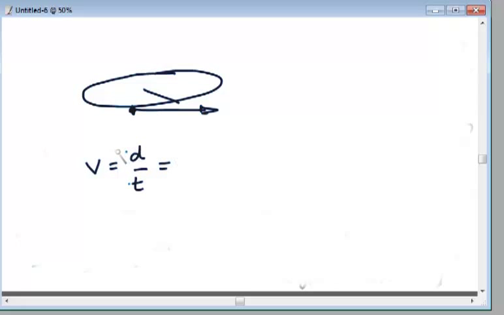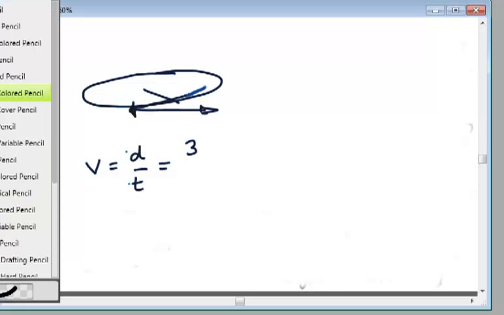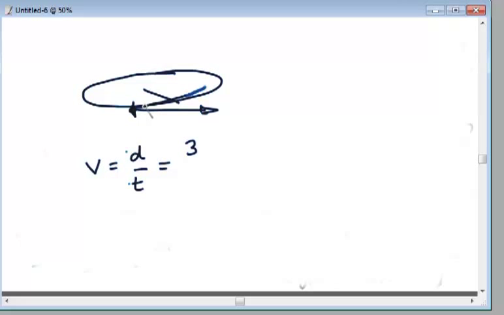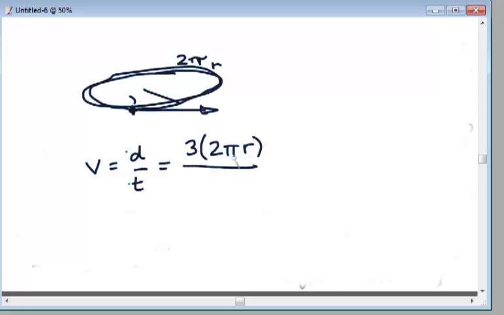So let's see. We know that it travels 3 revolutions per 1 second. So the distance is 3 revolutions. A revolution means that you have traveled all the way around the whole thing. You've traveled from here all the way around. So a revolution is a circumference. So 3 revolutions are 3 circumferences, 3 2 pi r's, because 1 circumference is 2 pi r of a circle. And the time, they said it was 3 revolutions per 1 second.